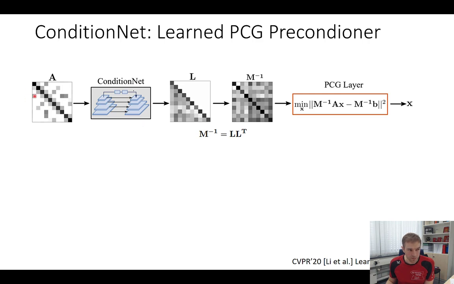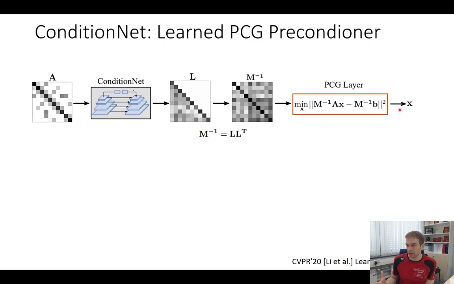And what we do here is we're essentially feeding A into this ConditionNet. L is our prediction. Then we explicitly compute this multiplication of L times L transpose. And then we feed it through our differentiable PCG layer. And then we're getting some result of our linear system.